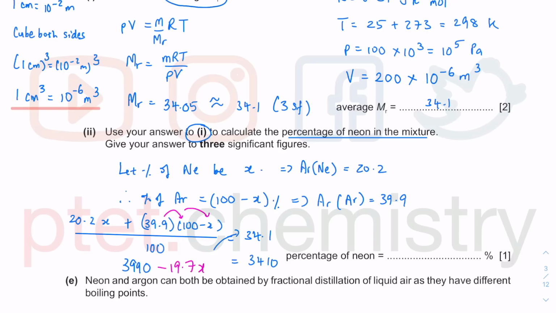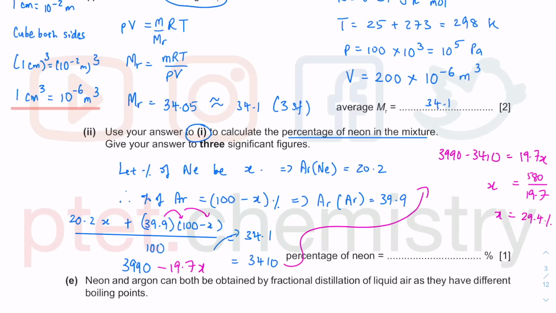And I can do this calculation, I guess. So 3990 minus 3410 is equal to 19.7x. So x is going to be the percentage of neon. So there's 580 over 19.7. There could be an easier way. I don't know whether I've done the wrong way or not. So this is 29.4%. This is to 3 significant figures.